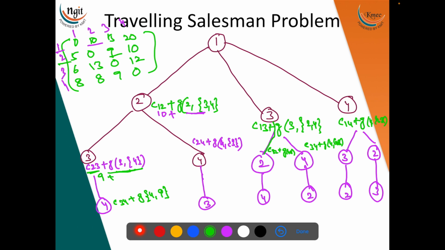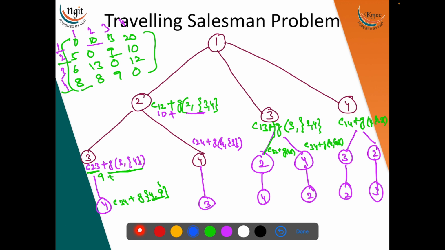There is no other vertex that he has not visited. He completed everything, so it is empty. Empty in the sense that he is visiting the home city back. That means 4 comma 1. You know what the cost of 4 comma 1 is, right? 4 comma 1 cost is what?